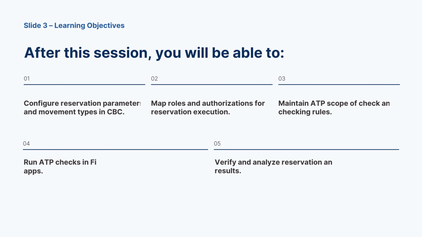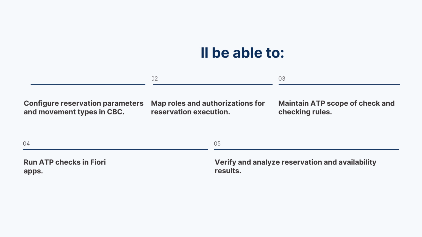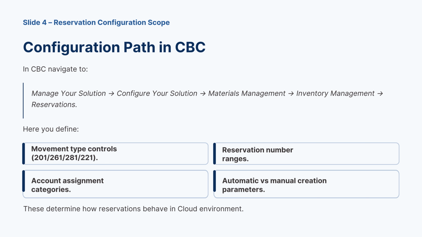By the end of this lesson, you'll be able to configure reservation parameters and movement types, map business roles, and set up ATP logic in CBC. You'll also know how to execute both reservation creation and ATP checks through standard Fiori apps and how to analyze and validate the results.